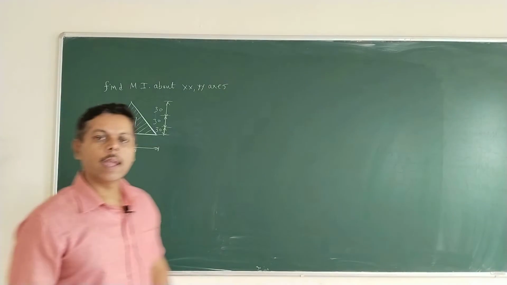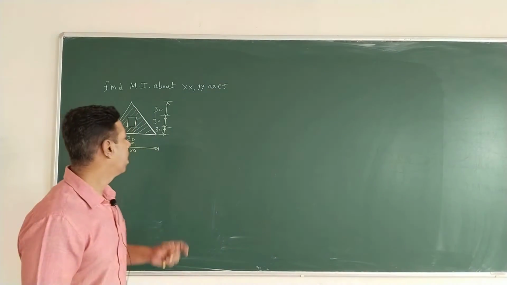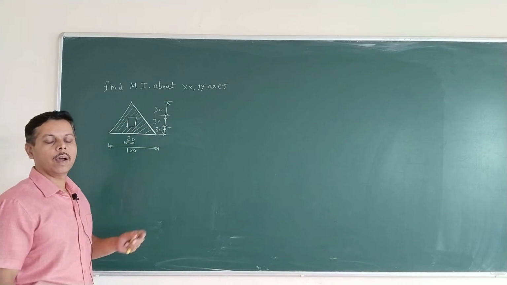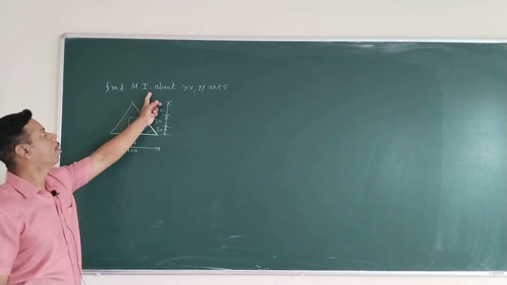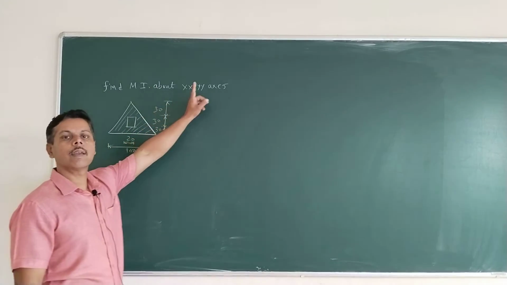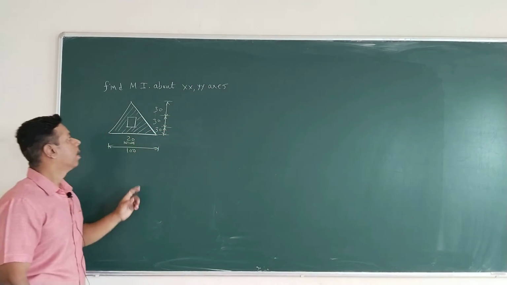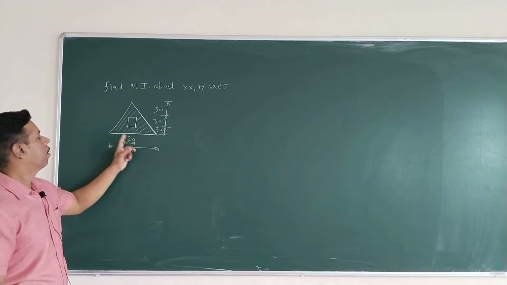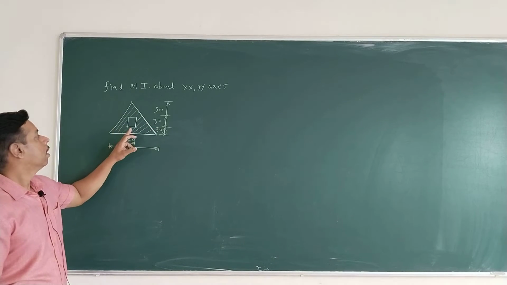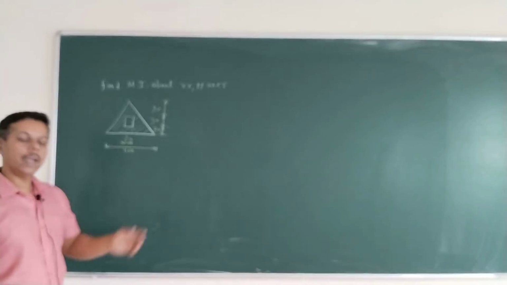ओके आज हम एक moment of inertia का question देखने वाले हैं और which is important from exam point of view. Okay, what is given? Find moment of inertia about xx and yy axis and the cross section is given. Okay, we want to find the moment of inertia of shaded area.